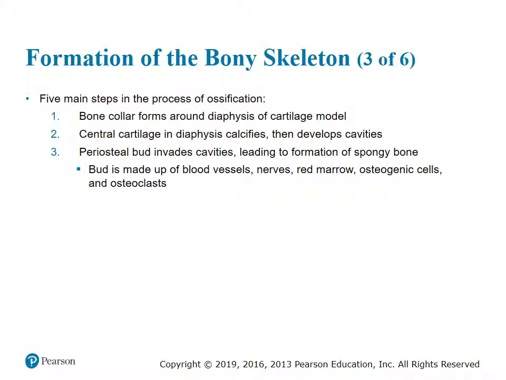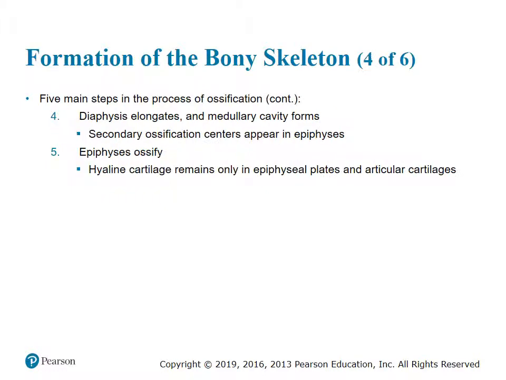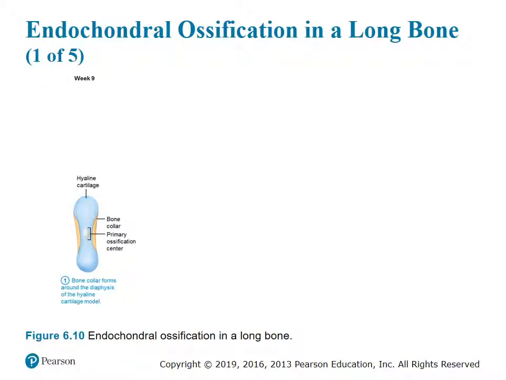Here is a 5-step process of forming this, endochondral ossification, right? We'll look at the steps, but I'd like to look at the figure to put that into context. This is figure 6.10 in the text, and we look at step 1, where we see this blue color, which represents the hyaline cartilage, and then we start to see at the center of the hyaline cartilage what we call the primary ossification center.